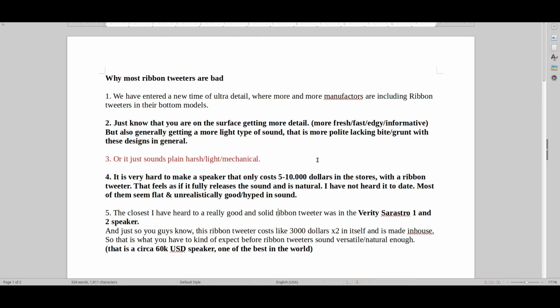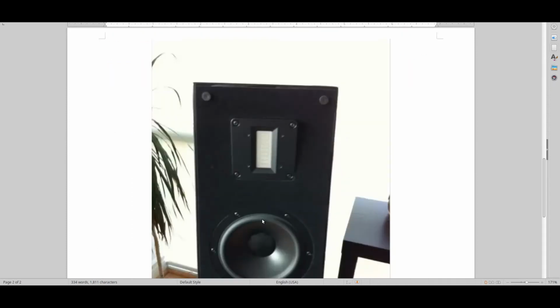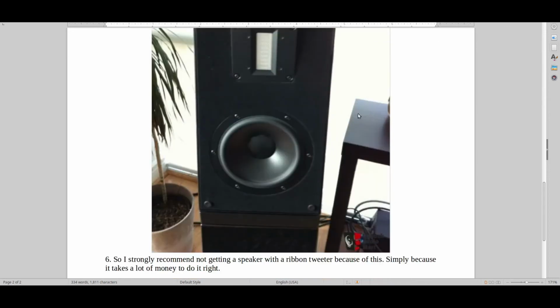Like I said here, a really good ribbon tweeter is like $2,000-$3,000. Usually you have to get something like a Raven or a customized in-house ribbon tweeter, like Verity did with their speaker here, Verity Sarastro.